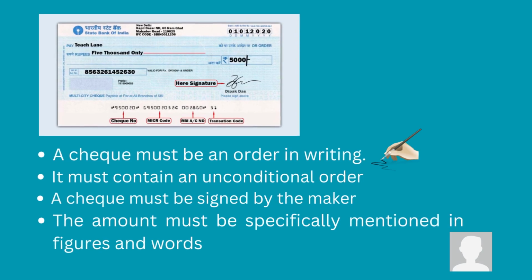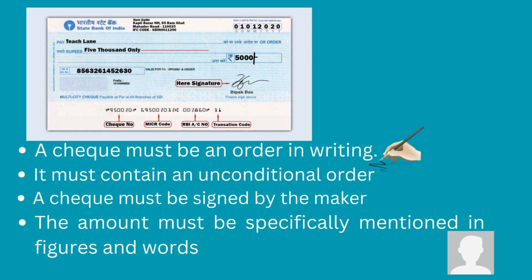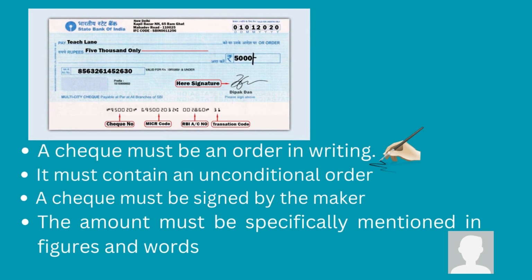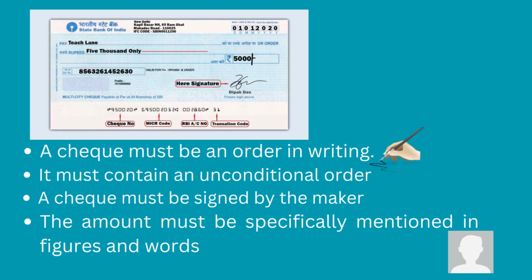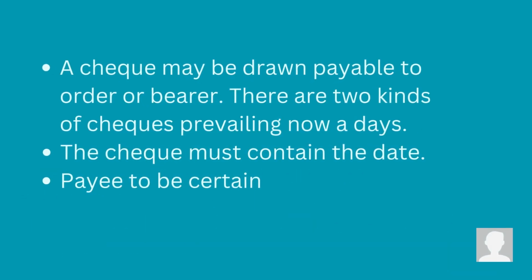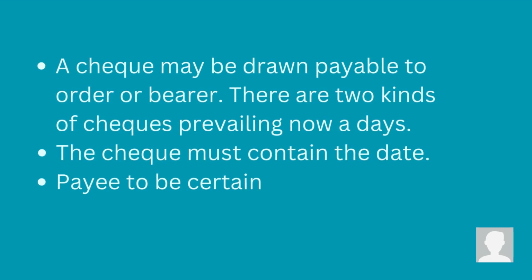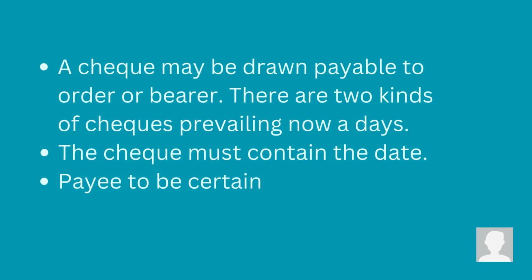A cheque must be an order in writing. It must contain an unconditional order. A cheque must be signed by the maker. The amount must be specifically mentioned in figures and words. A cheque may be drawn payable to order or bearer. There are two kinds of cheques prevailing nowadays. The cheque must contain the date, and the payee must be certain.